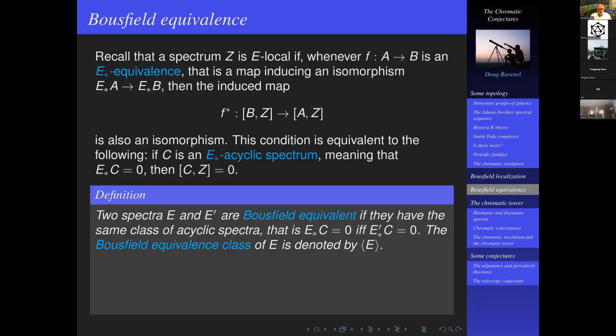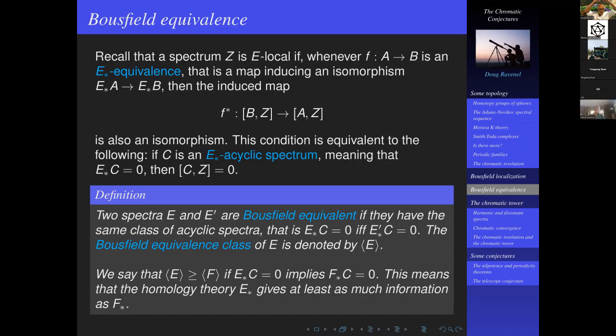And I'm going to denote the Bousfield equivalence class of E by these pointy brackets. And I'm going to define a partial ordering of these equivalence classes. I'm going to say that the class of E dominates that of F if E acyclicity implies F acyclicity. So this means the E homology gives at least as much information as F homology.